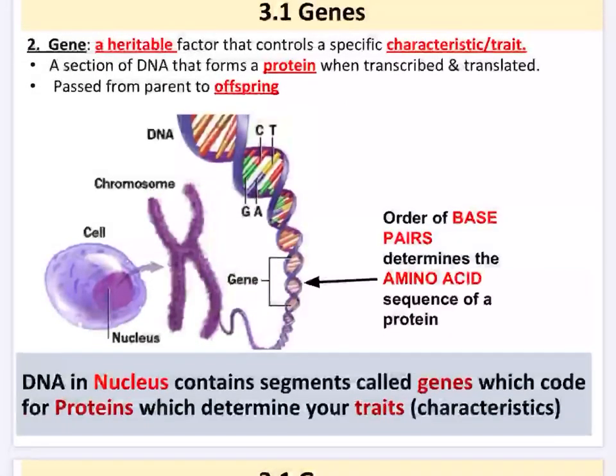So, a gene is a heritable factor that controls a specific characteristic or trait. It's a section of DNA that forms a protein when transcribed and translated. You guys remember that from protein synthesis. So we're looking at that sequence of DNA, and that specific gene codes for a specific protein. It is passed on from parents to offspring. Remember that DNA in the nucleus contains those genes which code for the proteins that determine your traits.